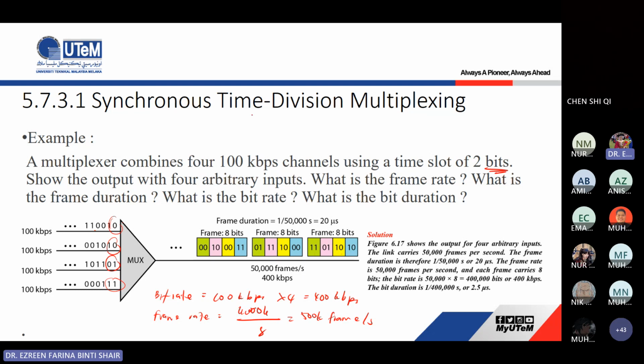And then if you want to calculate the frame duration, the frame duration is 1 divided by 50K frames per second. This equals 20 microseconds. And the bit duration is 1 divided by 400K, so this is 2.5 microseconds.